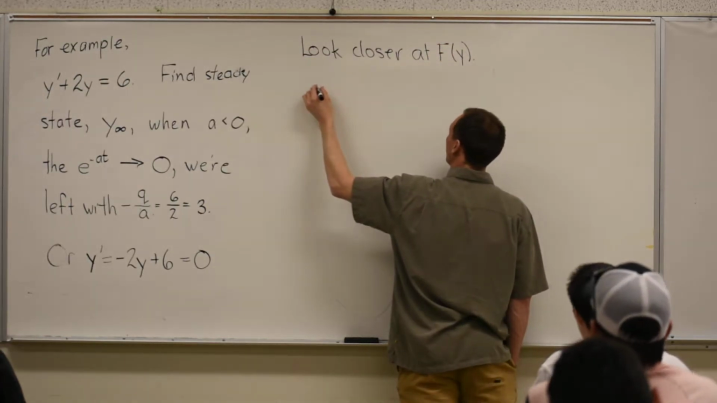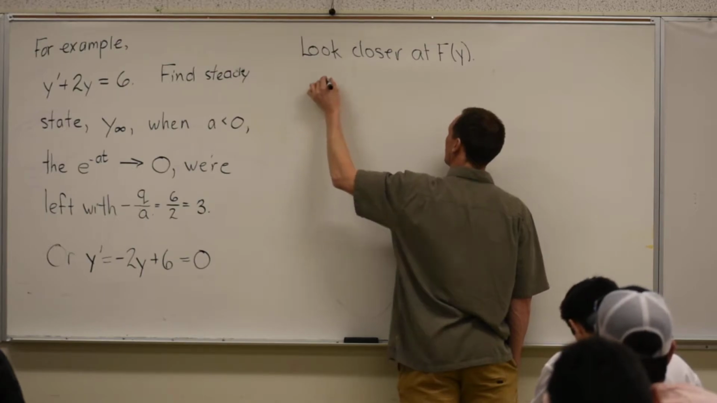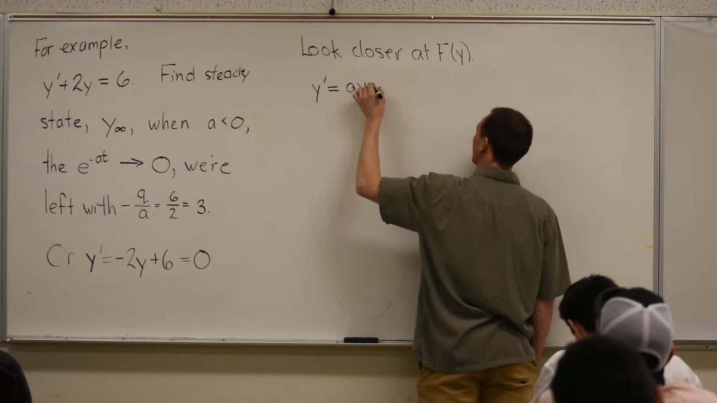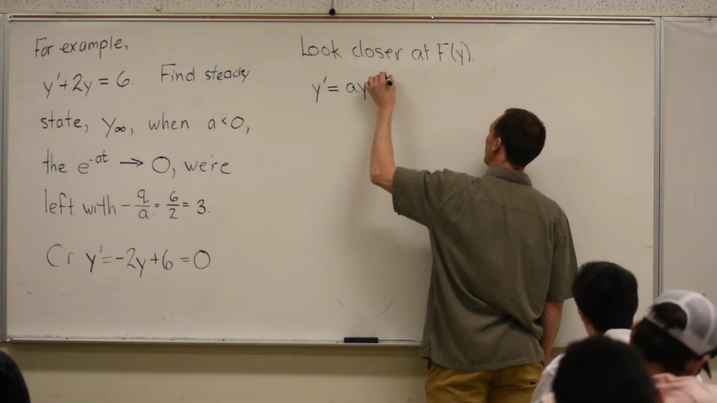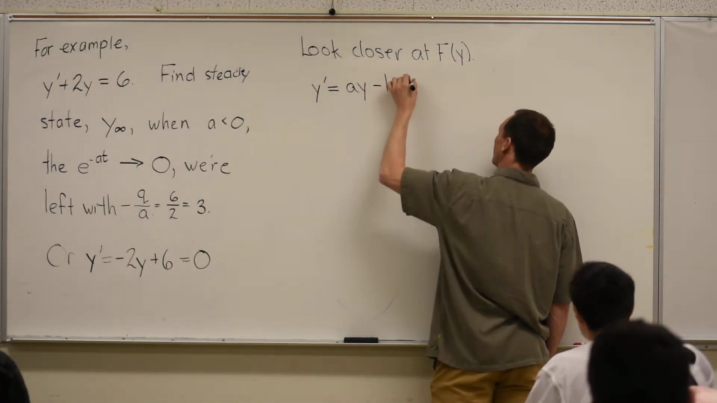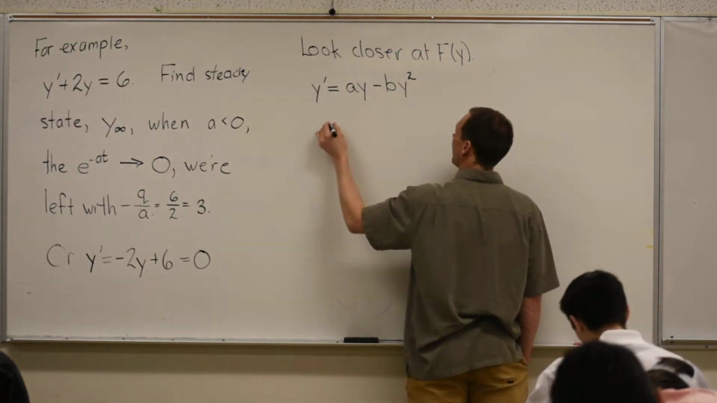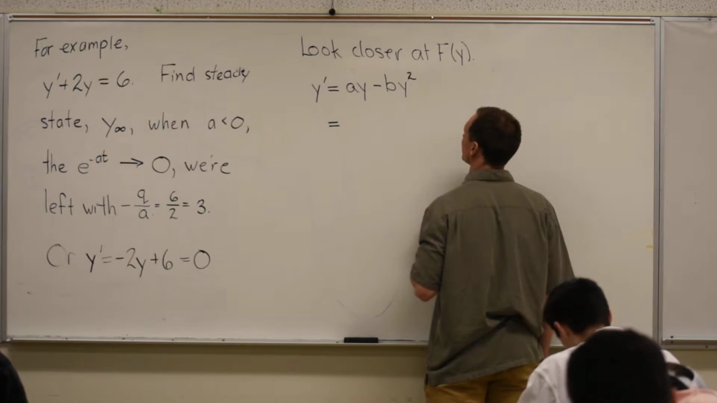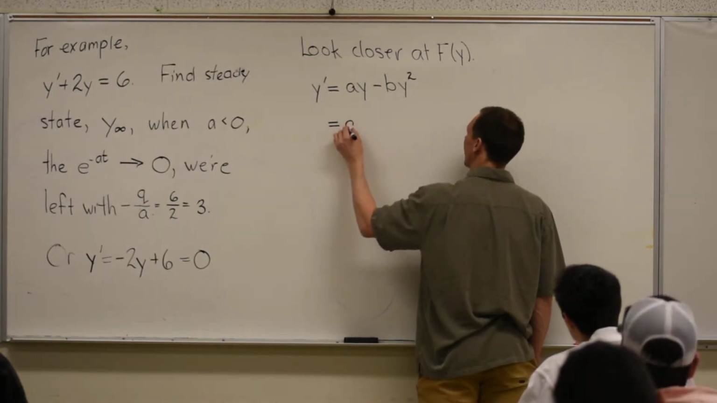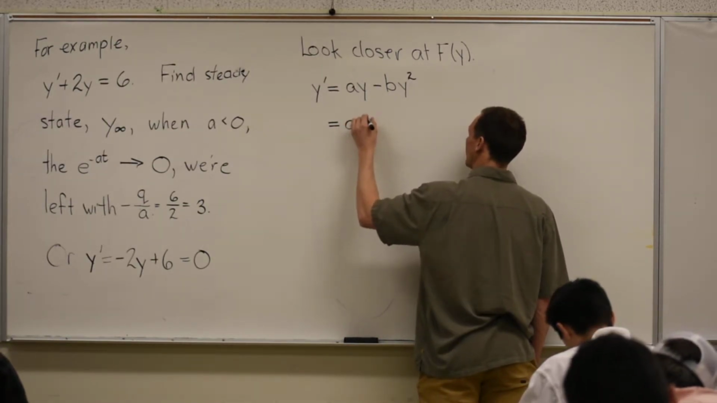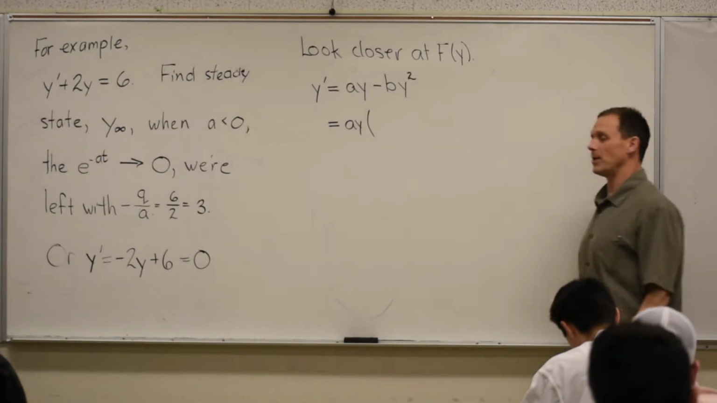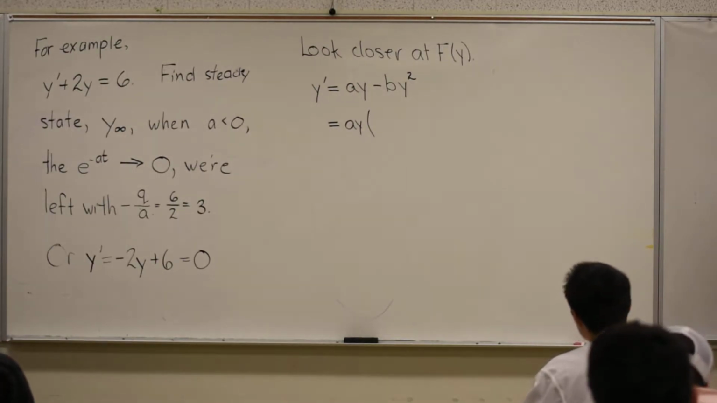And here's what I want to do. Let's write this as y prime. I'm going to just start writing the problem as it is: a times y minus b times y squared. And then, let's see. Oh, factor an a times y. So take a minute and do that. Factor a y and see what you come up with. I'm going to try to explain this.